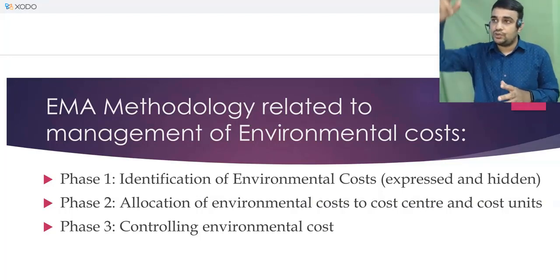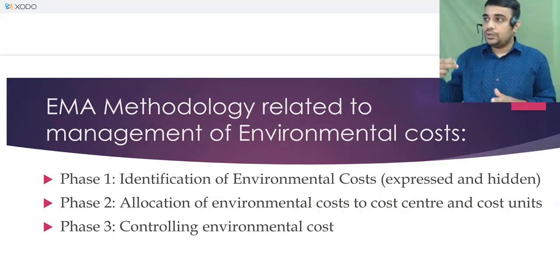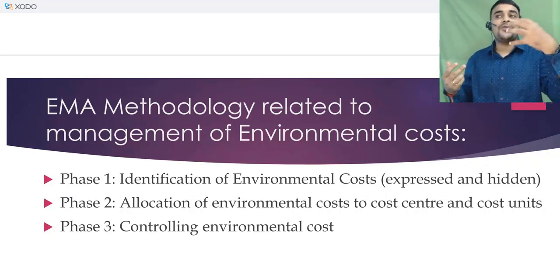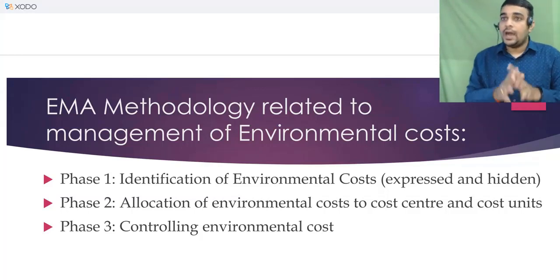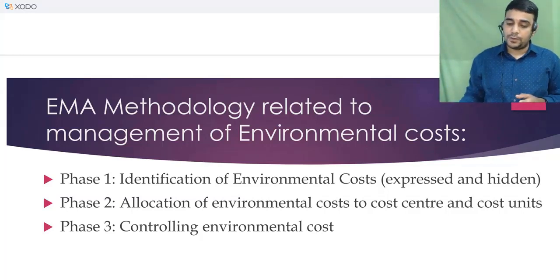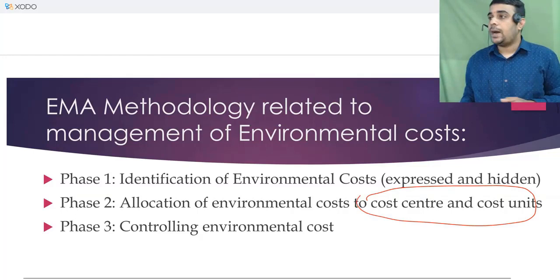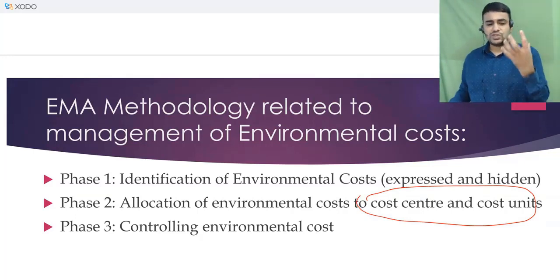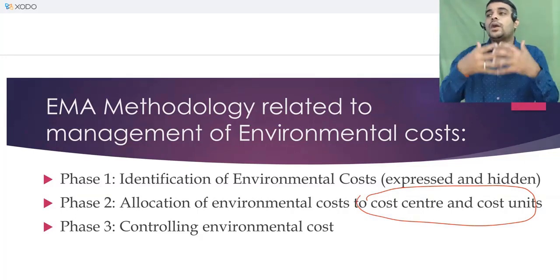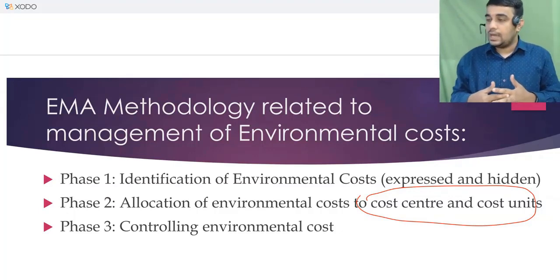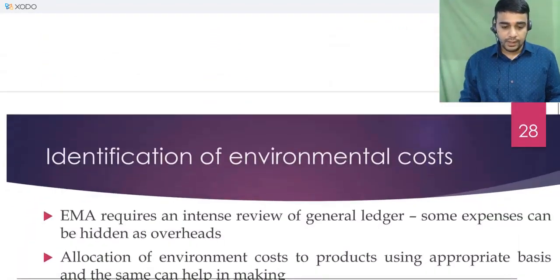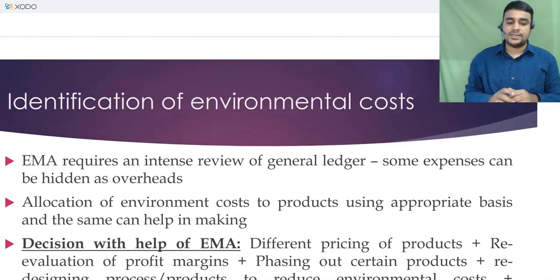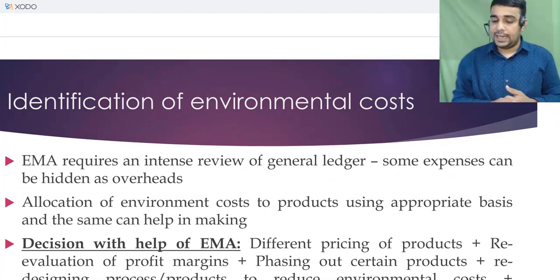So your objective is to do a scrutiny of the general ledger. After doing the scrutiny of the general ledger, identify what are the environmental costs. After identifying the environmental costs, you'll have to pass this on to the products using some suitable basis, and then you will have to work at controlling the environmental cost, or using this for the purpose of decision making. This is what I was talking about. EMA requires an intense review of the general ledger. Some expenses can be hidden as overhead.